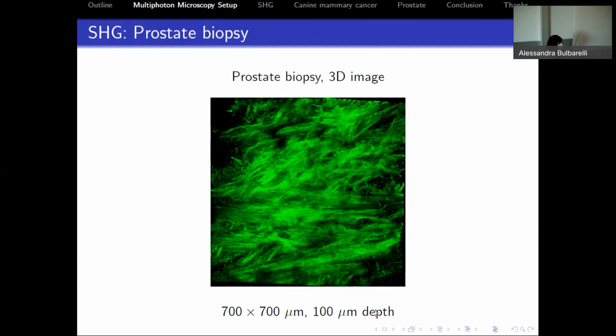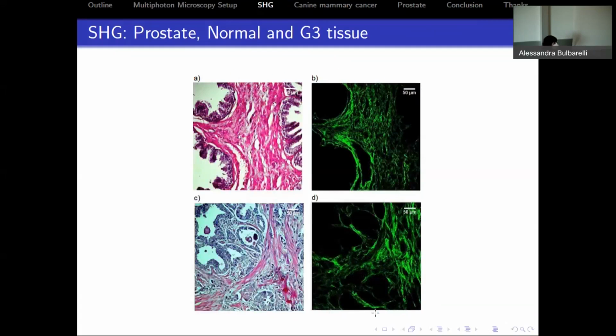And so from these measurements, there were already quite a few results in the literature showing that the organization, the details of alignment, and the behavior of how the collagen is stretched or its waviness changes quite a lot with the degree of evolution of the cancer.